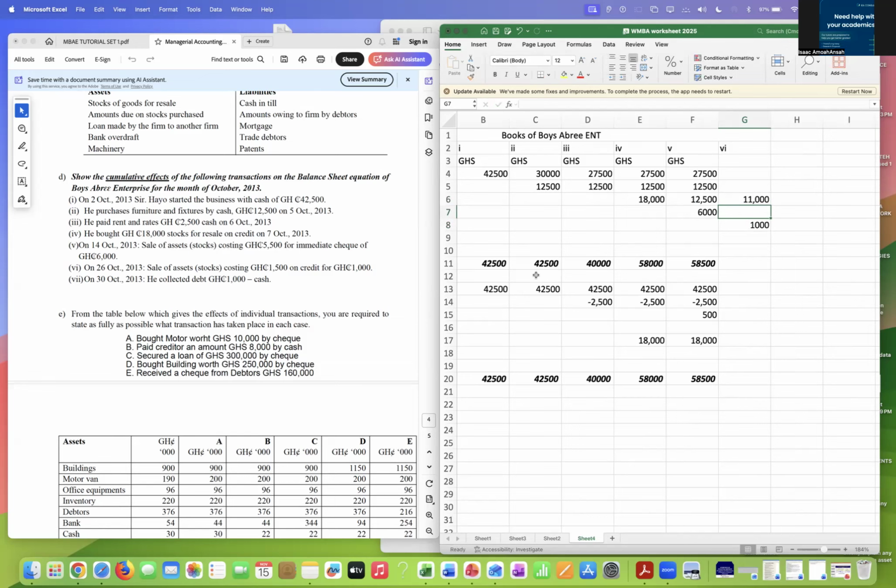But we need to look at the event that occurred carefully. You sold goods that cost you 1,500 for 1,000 Ghana cedis. So how much profit have you obtained? You made a loss of 500. We made a loss of 500.